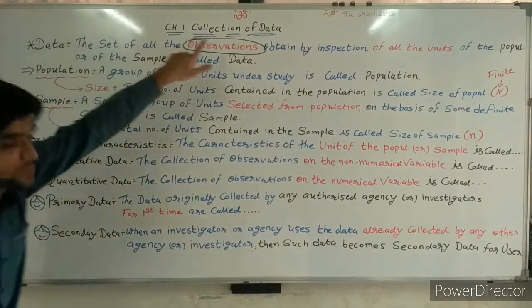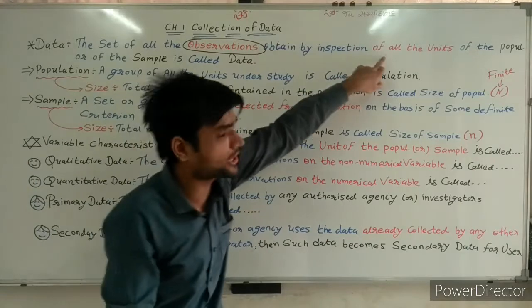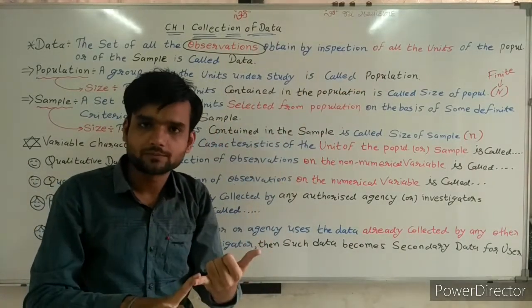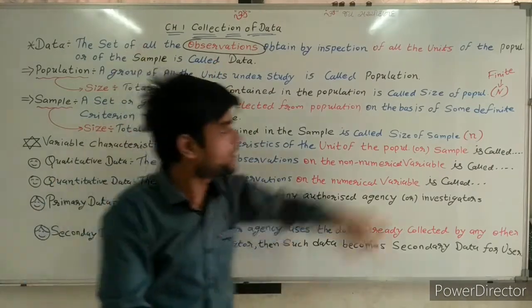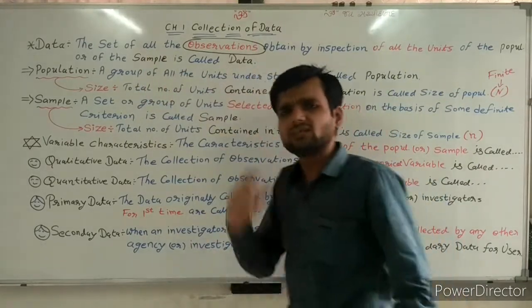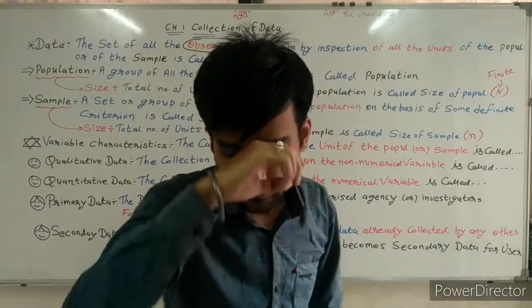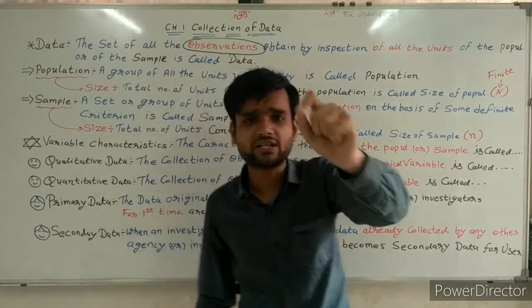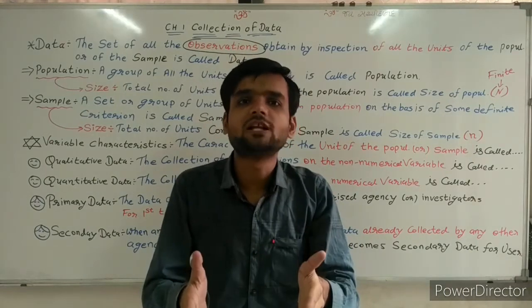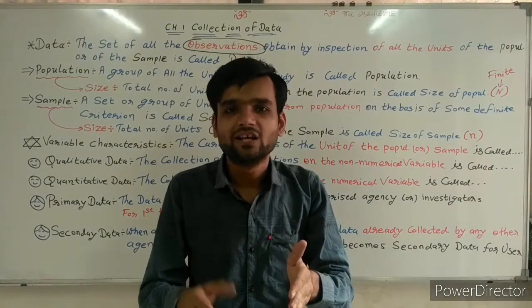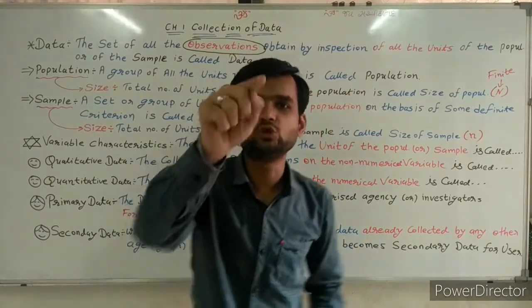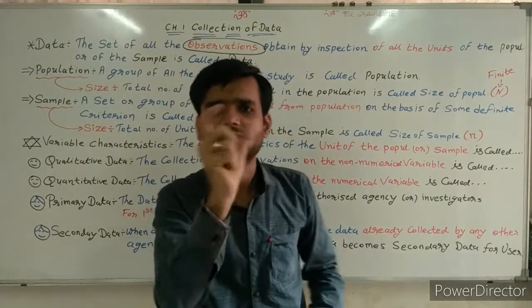So the set of all observations which I have collected by inspection, from where? By observing the population or sample, is called data. Suppose you are collecting data from the statistics Google class, then it is a sample of 11th commerce. Why? In 11th commerce, there are 7 subjects, and you are collecting data from only the statistics subject.